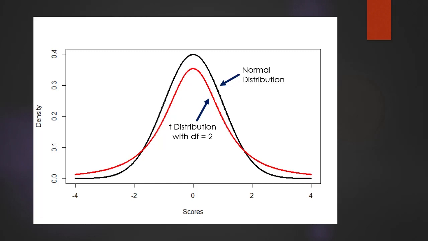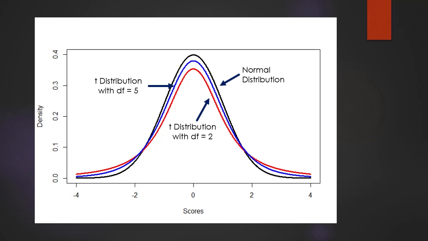Just like there are many normal distributions, there are many t-distributions, and they're identified by their degrees of freedom. This is a picture of a t-distribution with 2 degrees of freedom. Here's another picture showing the normal distribution, a t-distribution with 2 degrees of freedom in red, and a t-distribution with 5 degrees of freedom in blue.